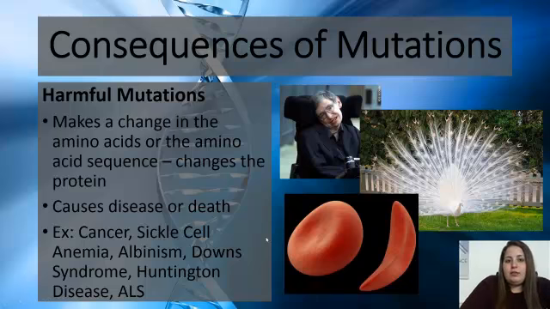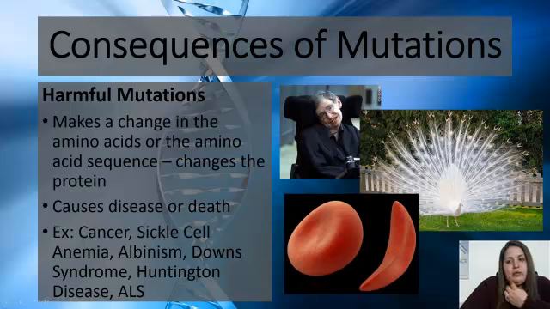So like I said, there's three possible consequences of mutations. They can be bad for you, they can be good for you, or they can be neutral, where they don't help you do anything better, but they don't hurt you either. So harmful mutations are usually what we think of first. They can end up causing diseases or death because our proteins aren't being made properly.